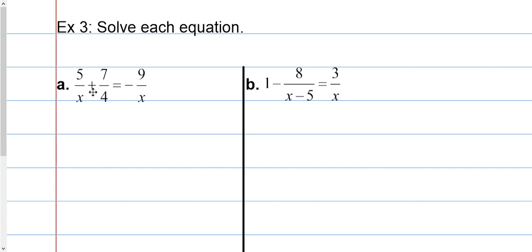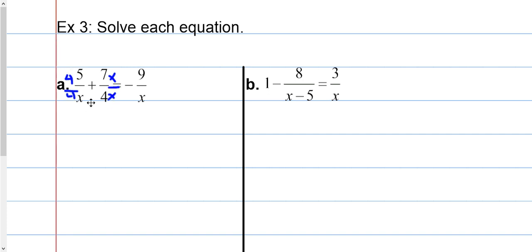Before we solve, right here on the left side, we're going to have to go back to 8.4 and add these fractions. So if I have 5 over x plus 7 over 4, they do not have a common denominator, so I'm going to have to multiply the left side by 4 on top and bottom, the right side by x on top and bottom, so that they both have 4x in their denominator.